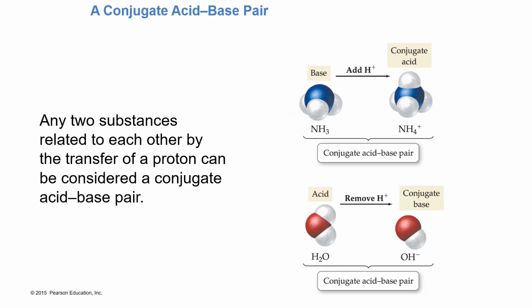So a conjugate acid-base pair is defined as any two substances related to each other by the transfer of a proton. So we have NH3 and NH4+, and H2O and OH-. So this is the acid here, water. Water's the acid because it becomes OH- after we've lost a hydrogen.